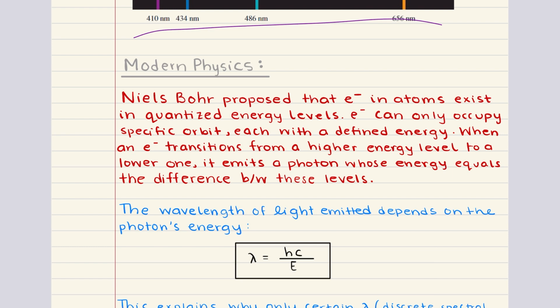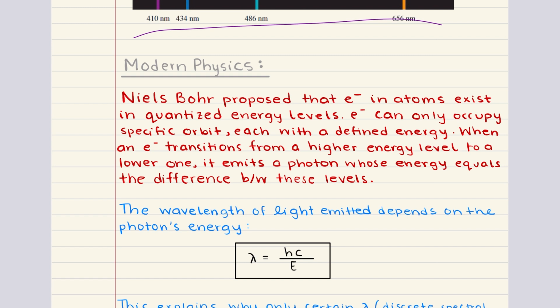He suggested that electrons exist in quantized energy levels, meaning they can only occupy specific orbits around the nucleus, each associated with a defined amount of energy. Electrons could not exist in between these levels. And this idea solved the problem of atomic stability. As long as an electron remains in one of these energy levels, it does not emit energy. Bohr's model also explained how electrons move between these energy levels.